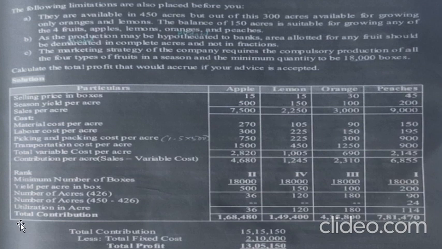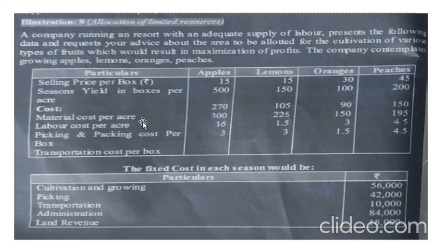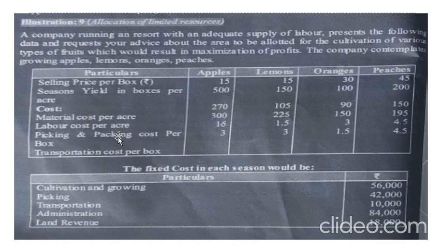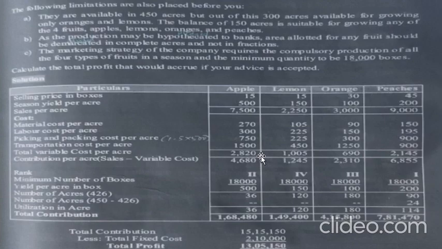So now we will subtract our variable cost. The variable costs given in the question are material cost per acre, which is 270, 105, 90 and 150. So we will take that. Next, labor cost per acre is given. As we have already calculated selling price per acre, we can take this per acre as well for calculation. So labor is 300, 225, 150 and 195 for the fruits respectively.